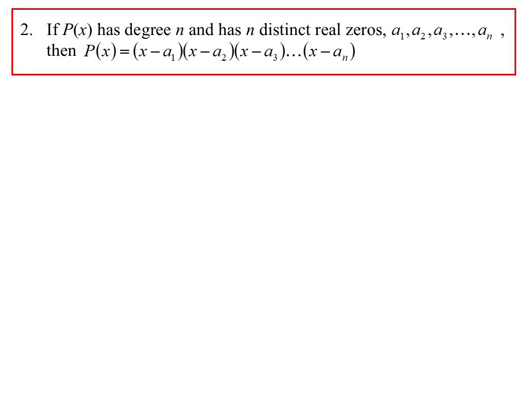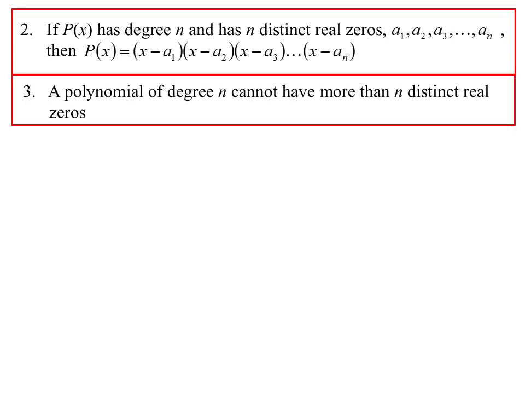And the next thing: a polynomial of degree n cannot have more than n distinct zeros. Because if it did, then we'd have more than n factors, and then that leading term would be higher than x to the power of n. So that's just not possible.